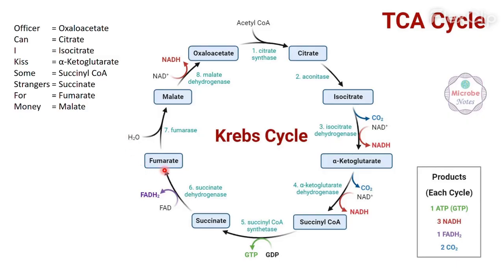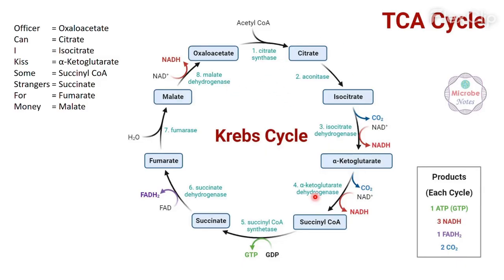In the next step, by the activity of the fumarase enzyme, the fumarate is converted to malate with an addition of H2O, that is water. And in the last step, we can see another dehydrogenase enzyme that will convert the malate to oxaloacetate. Here also another NAD is converted to NADH, as we said earlier, by the dehydrogenase enzyme.